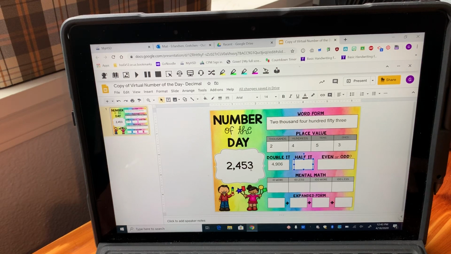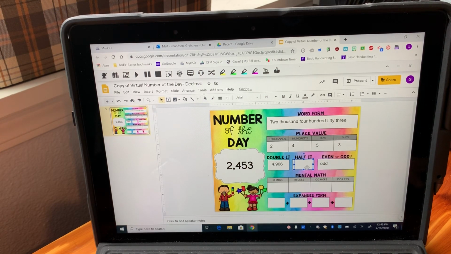So if the number ends in 0, 2, 4, 6, or 8, just like 2, 4, 6, or 8, those numbers are even. If your large number ends in 1, 3, 5, 7, or 9, then you know that your number for the day is an odd number. So I can see that my large number here ends in 3, which means that that number is odd.